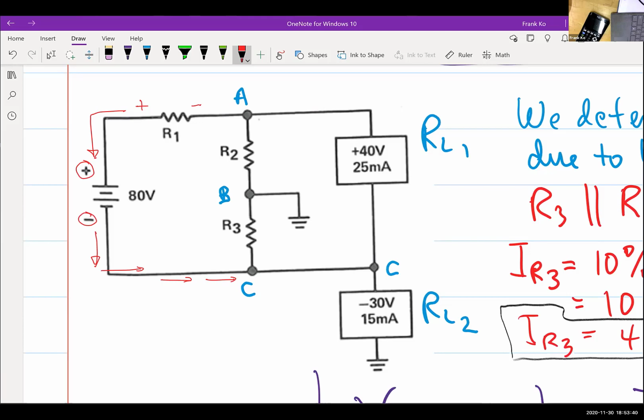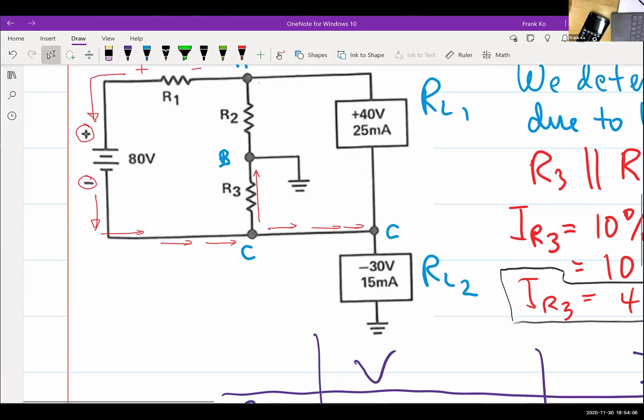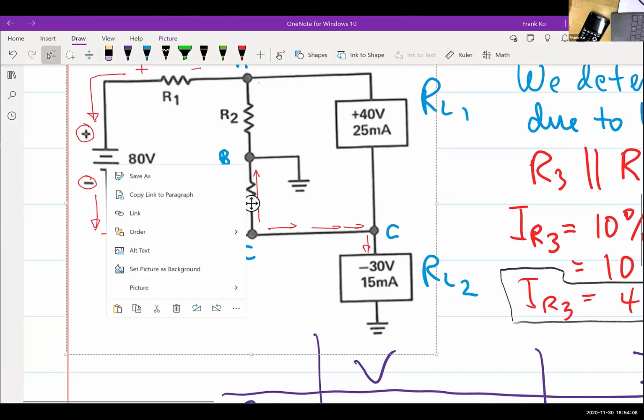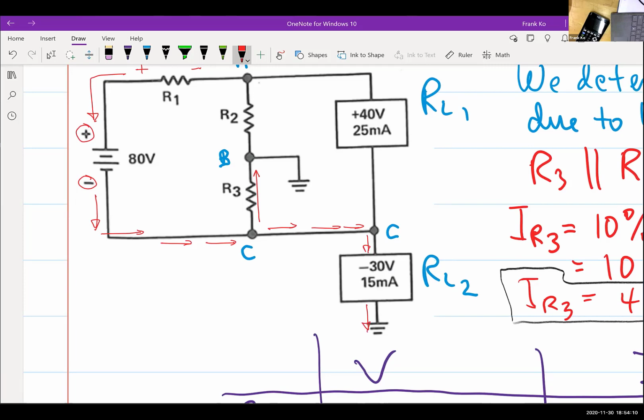Which way will it flow through R3? It will flow up through R3, correct? Which way will it flow from point C to point C? To the right. So far, so good? What happens at the second point C on the right-hand side of the circuit? It splits. So part of the current through RL2 goes in which direction? Down. Yeah, so part of the current comes down and down to ground.